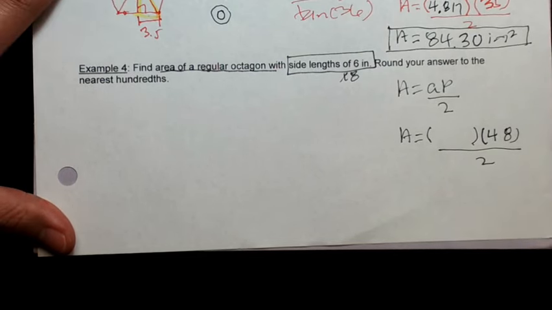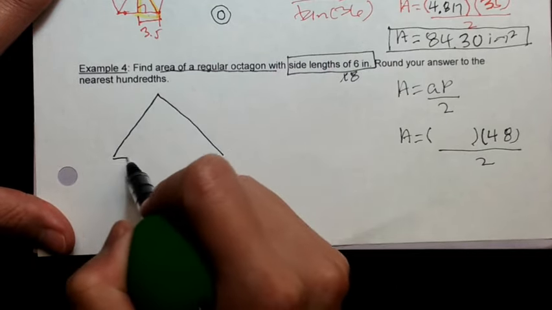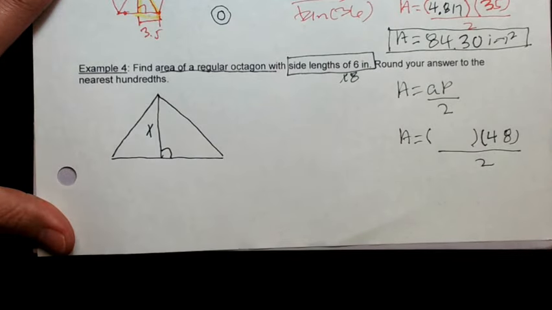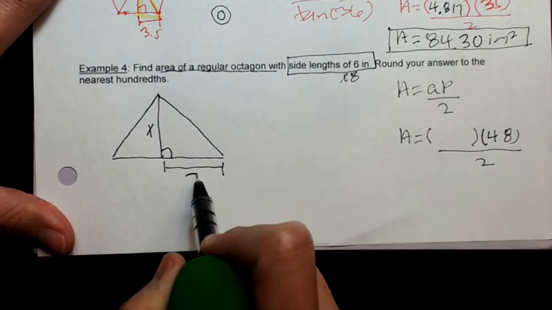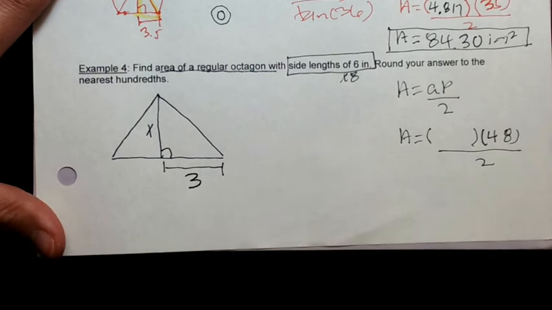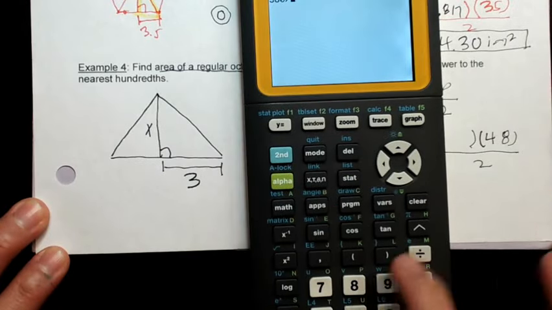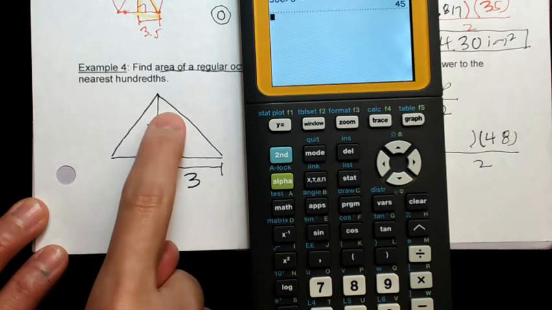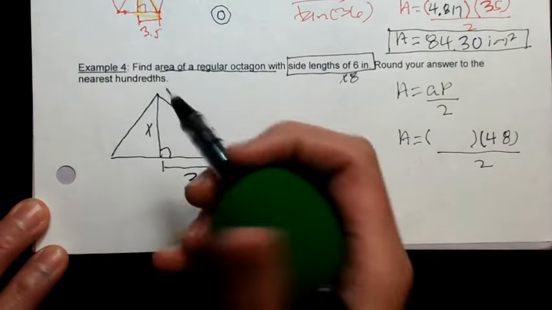So all you need to find is the apothem. So I want you to draw me a big triangle. Here's the apothem. And I know this one side is 6, meaning half of them must be how many? 3. So now let's go ahead and get our calculator. 360 divided by what for the central angle? 8. That's for the whole thing, but I need half, correct? So divide that by 2 is going to give me 22.5.